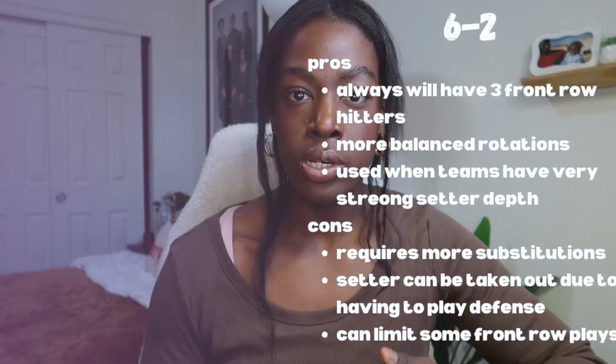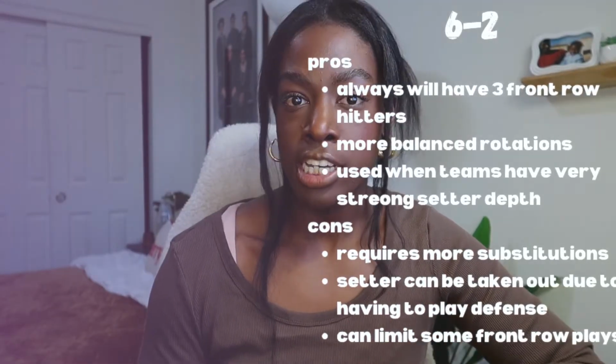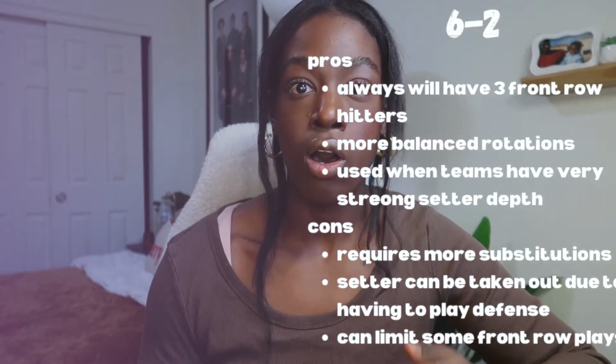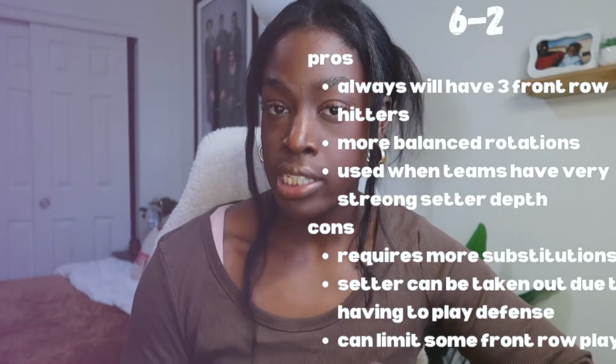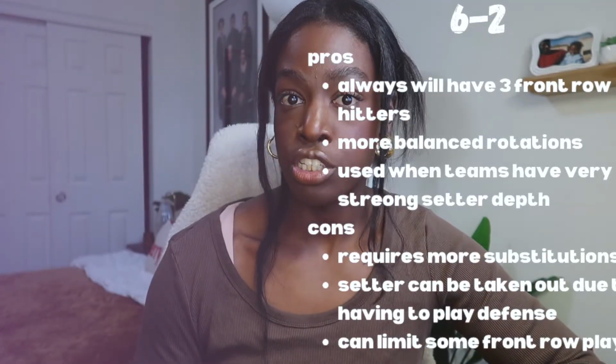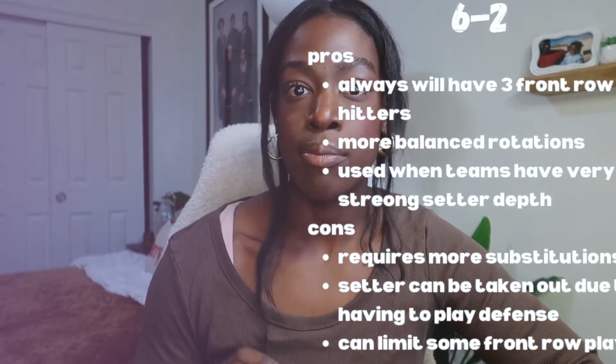Some cons of a 6-2 is that it does require more substitutions. Because you have 2 setters and 3 front row hitters at all times, once you get to a certain rotation, you have to do a double substitution that allows a new setter and a new right side to come in. That's 2 substitutions right off the bat that you have to do every time you get to that rotation.